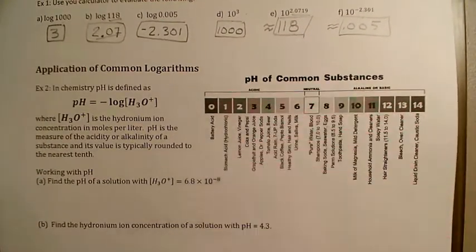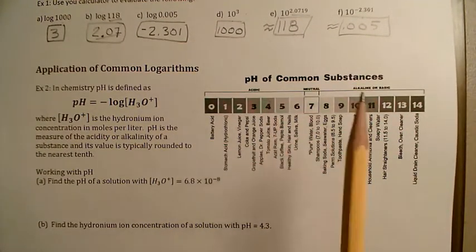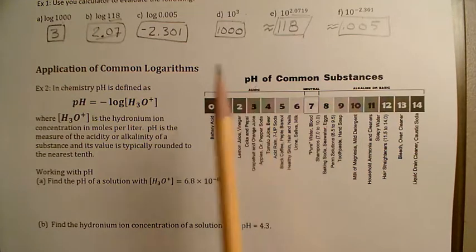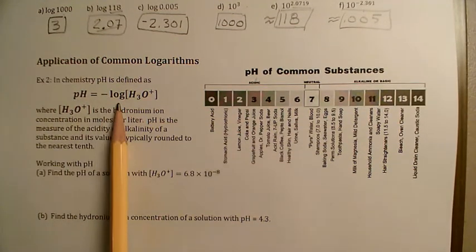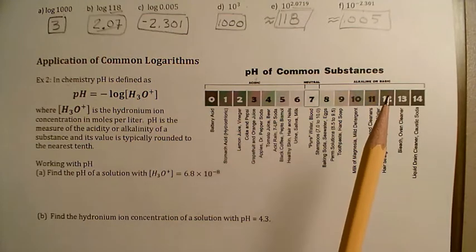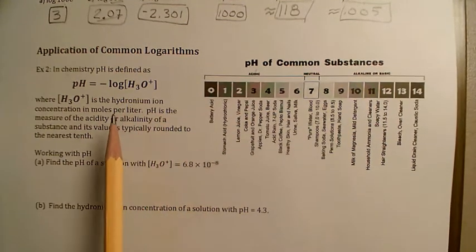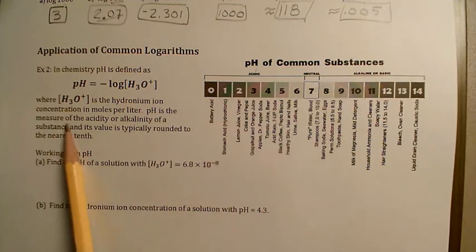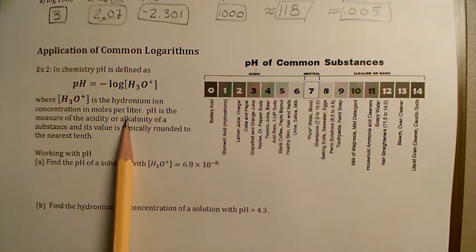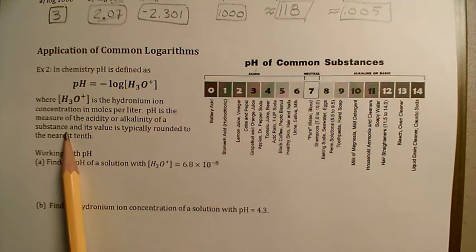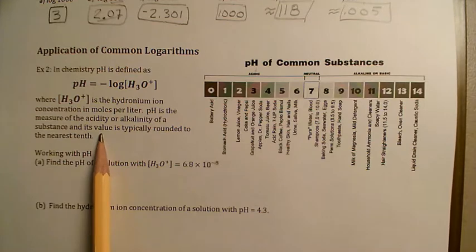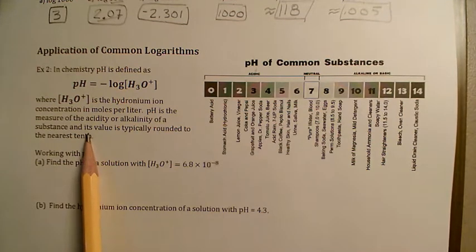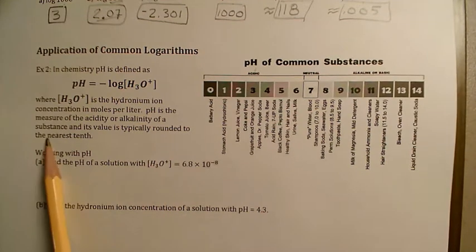Let's look at an application that you see often in science, and that's the pH of a substance. In chemistry, pH is defined as this: pH is the negative logarithm of the concentration of hydronium ions in moles per liter. So pH is the measure of acidity or alkalinity of a substance. I'm sure you're familiar with using little strips that you put in the substance, and they turn colors based on the acidity or the alkalinity. So typically round it to the nearest tenth.